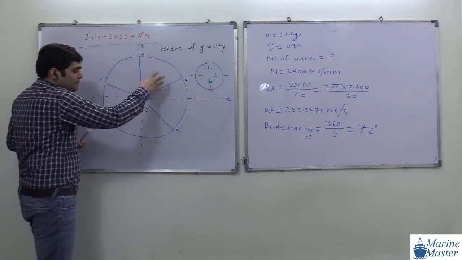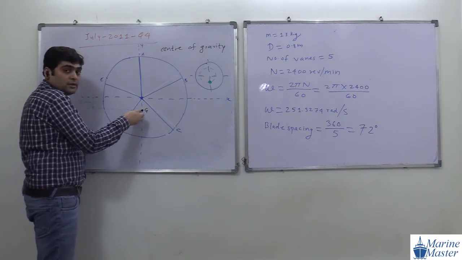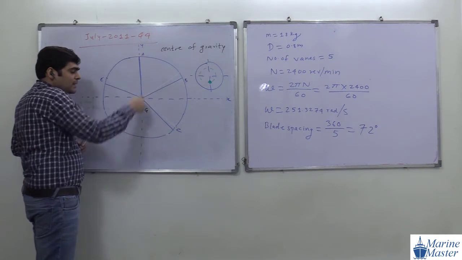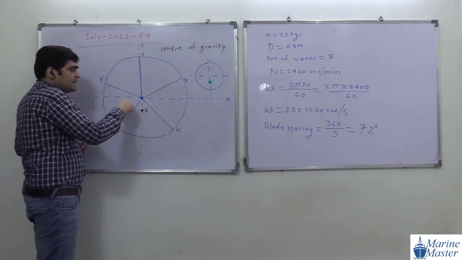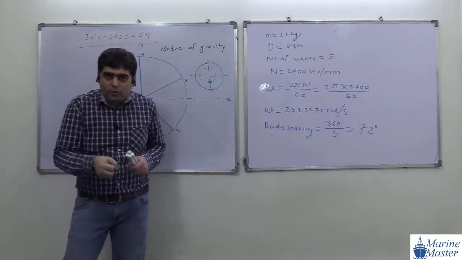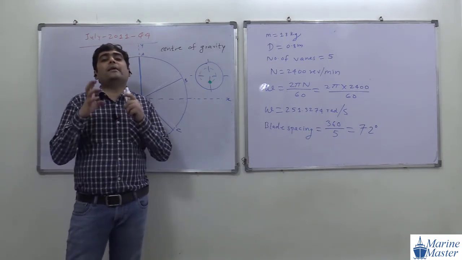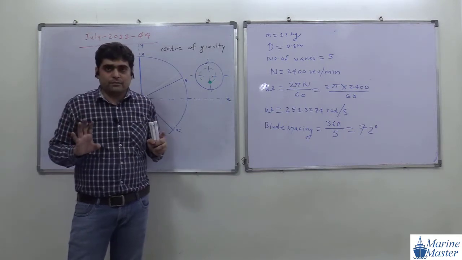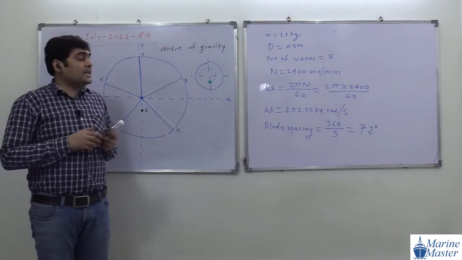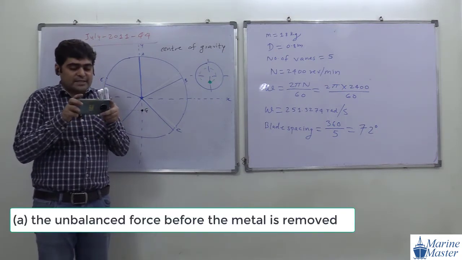This impeller mass is acting at this point and rotating in a circle, so centrifugal force will be created, and this centrifugal force will act as an unbalance for this system. Okay guys, are you getting my point? Try to see the scenario here. Now what are they asking us in the A part?